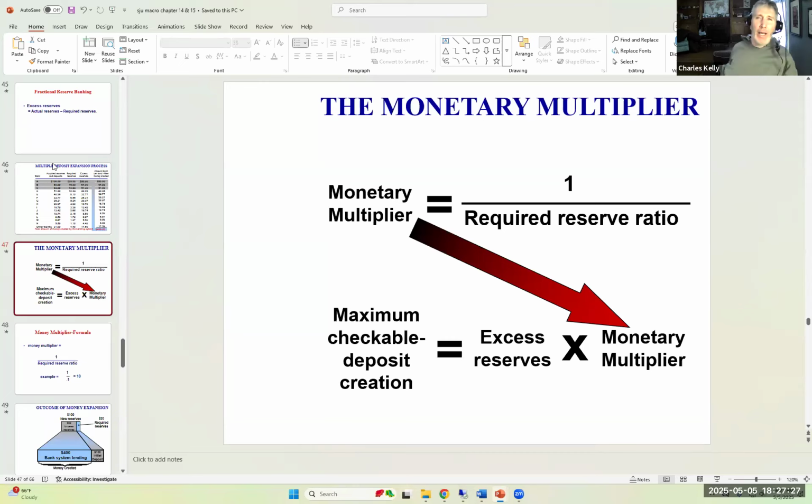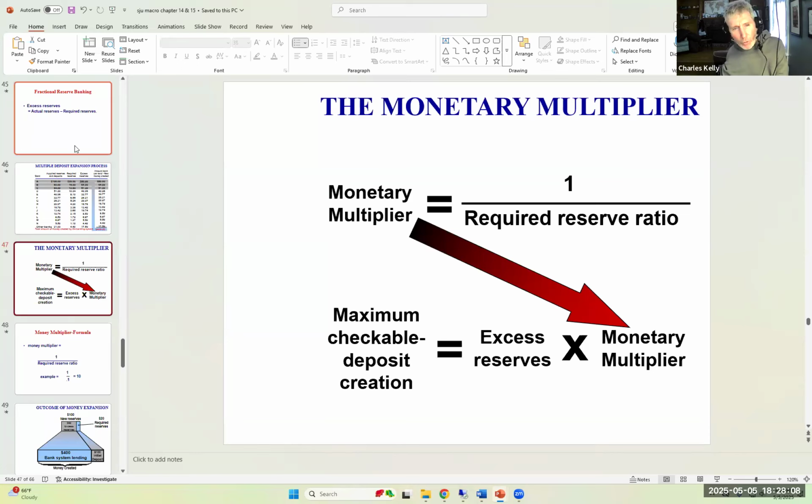But if that bank makes $450 million worth of loans, the banking system in total can actually create more than just the excess reserves of the first bank. And this idea is called the money multiplier. So first, the value of the money multiplier can be found by taking 1 over the reserve requirement, or the required reserve ratio. And then if you take the money multiplier times the initial excess reserves, it gives you the total potential maximum checkable deposit or new money creation of the system in total.